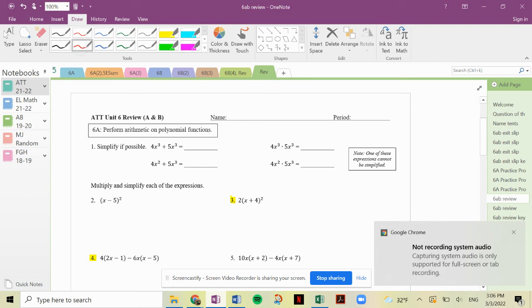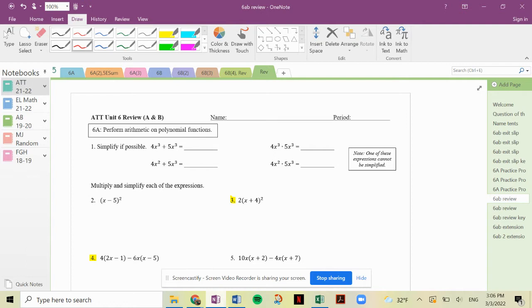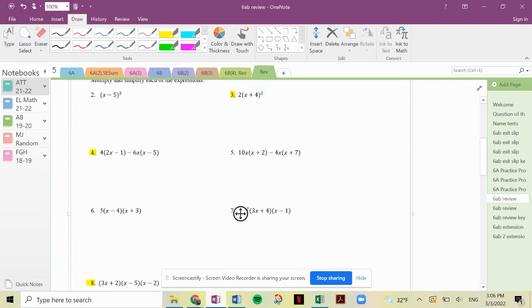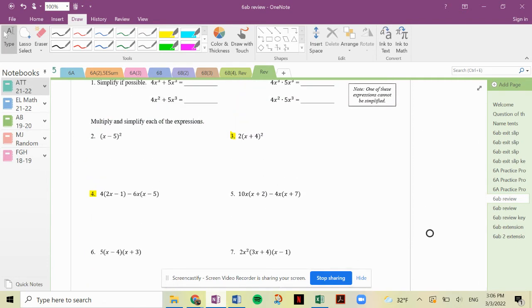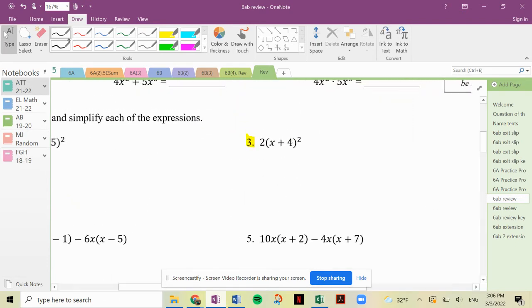Right, so from the Unit 6 A and B review sheet, we're going to do 3 problems on the 6A side: number 3, number 4, and then ultimately number 8. If you want to just check those out, here's some thinking behind these problems.